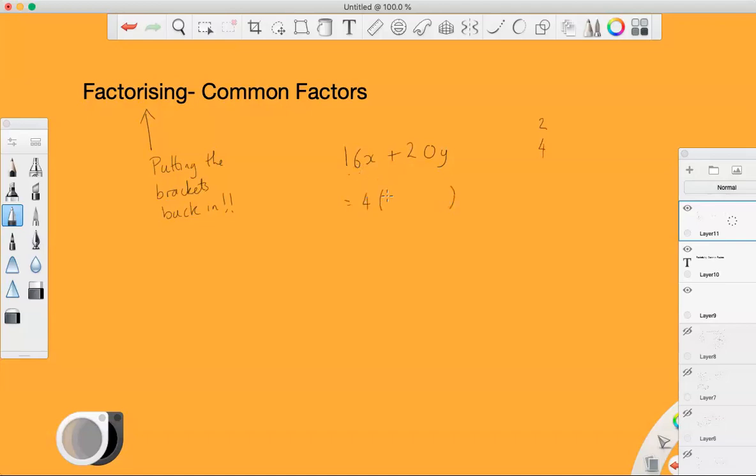16 divided by 4 is 4, and there's the x. 20 divided by 4 is 5, so here's the 5, and then we've got the y. So we've put the bracket back in. If you want to check it, you can multiply it out. 4 times 4x is 16x, 4 times 5y is plus 20y. And that's what we have here. So this is correct.